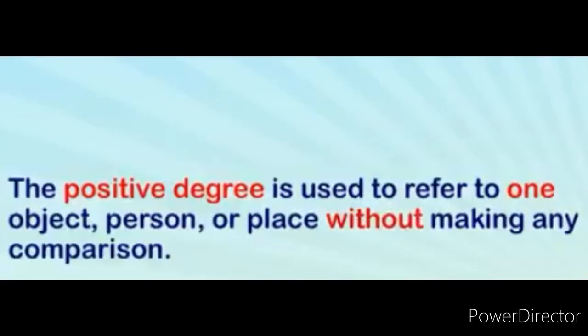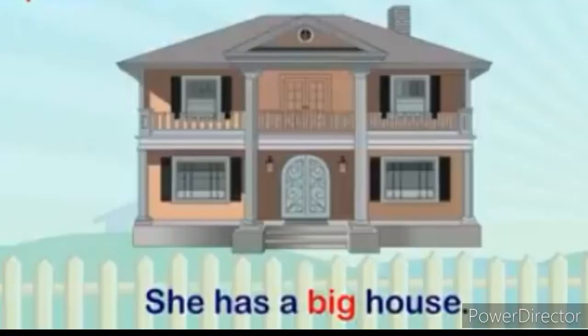The positive degree is used to refer to one object, person, or place without making any comparison. Means we just describe the person or the place or the thing. We do not make any comparison. For example, she has a big house. Here the house is described as big, and big is also an adjective. So, a positive degree always stands alone without being compared.